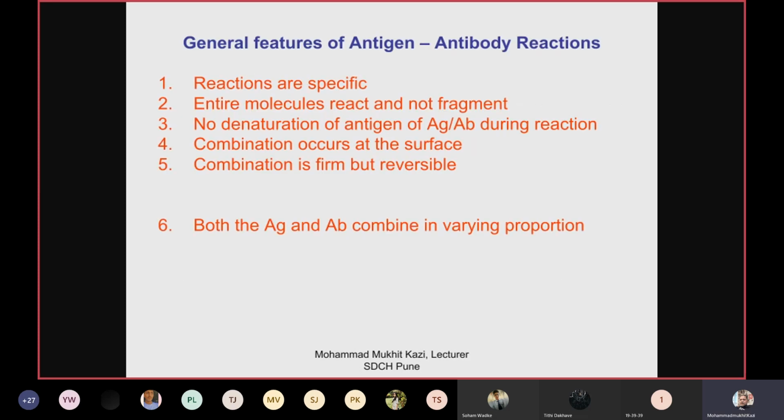What are the general features of antigen-antibody reactions? The reaction is specific. It means that if a particular antigen is introduced into the body, your host's immune response will produce antibodies which are specific to that particular antigen. And that antigen has a specific determinant on its surface, which is also called an epitope. And that epitope will generate the antibody response.